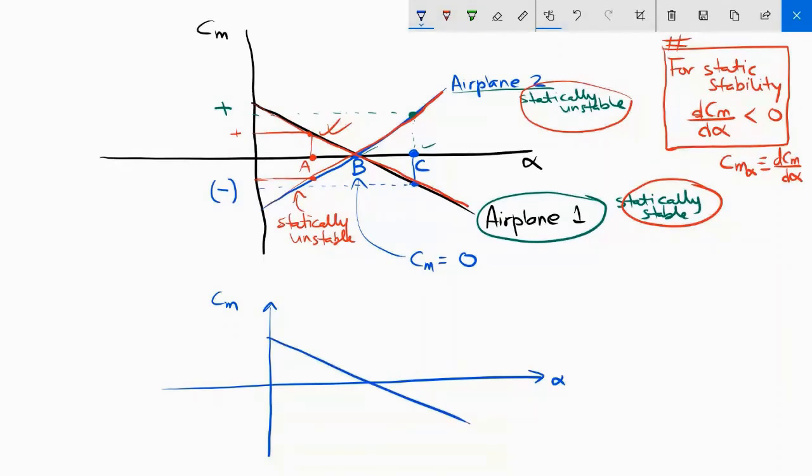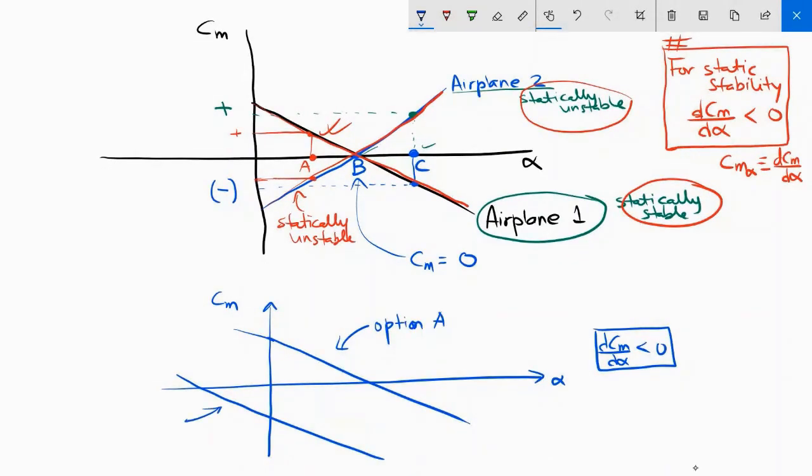So this satisfies dCm d alpha is less than 0. This also satisfies the stability criteria. So which one do we prefer is the question. Okay, so do we prefer option A? Let's call this option A. Let's call this option B. Which one do we prefer?